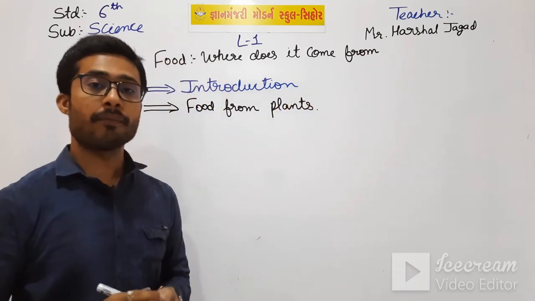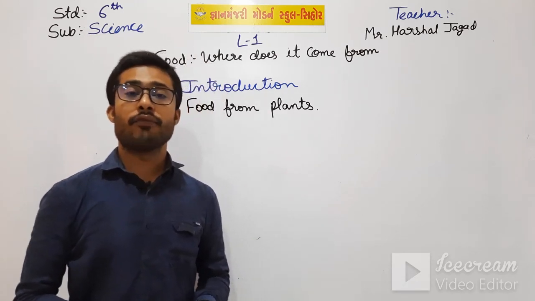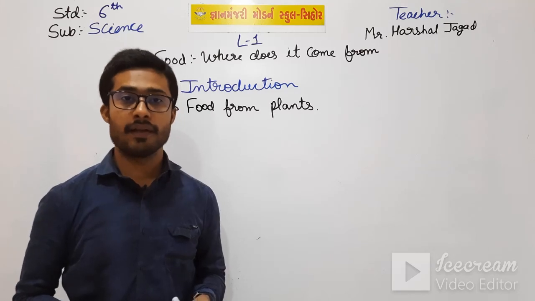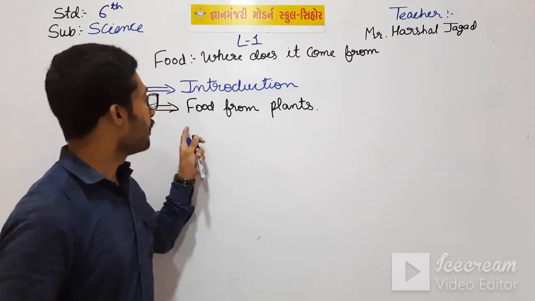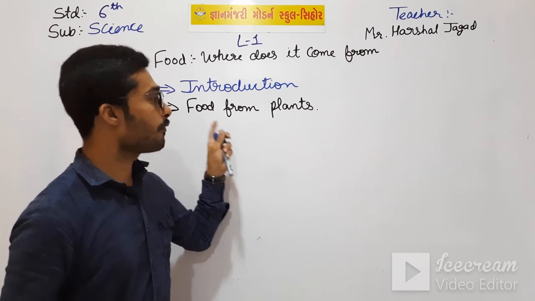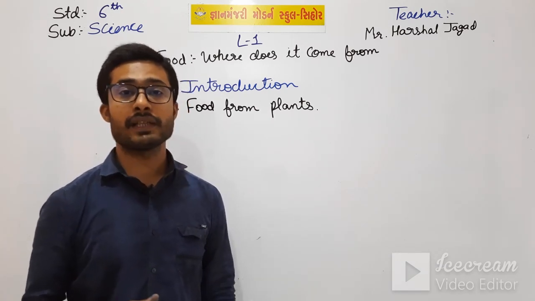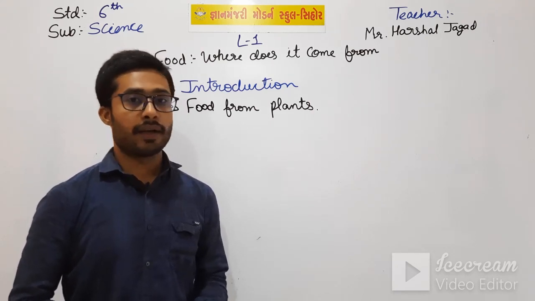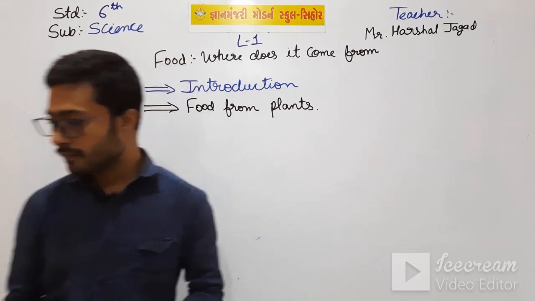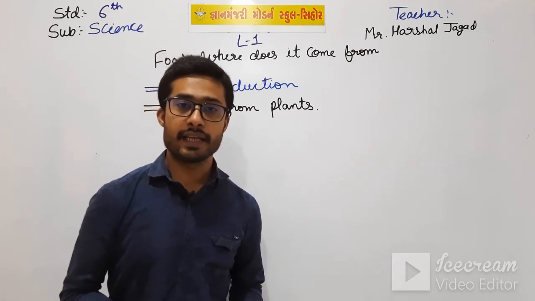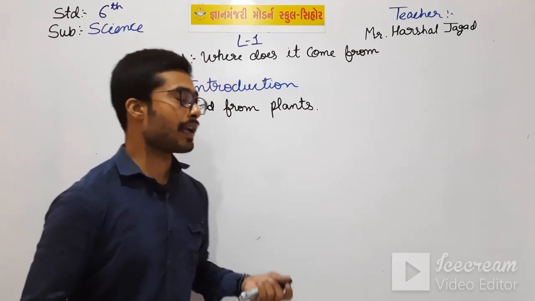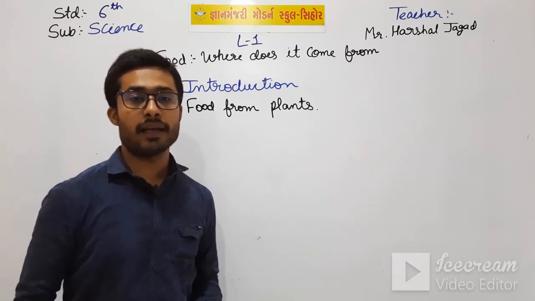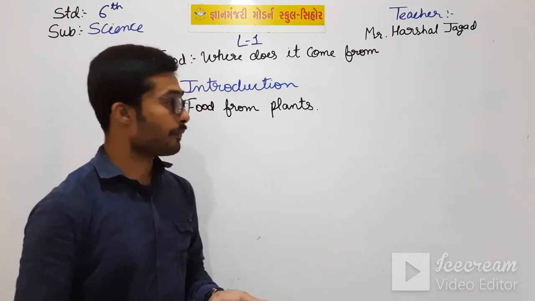So food from plants means the food which we get from plants. Okay students, so in that we have seen roots, stems, leaves, etc. I have written here what we get from what. Okay, let me take an example of it.